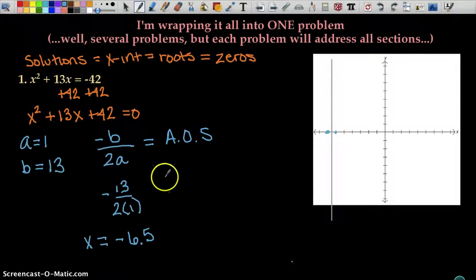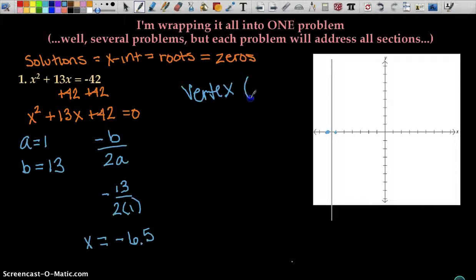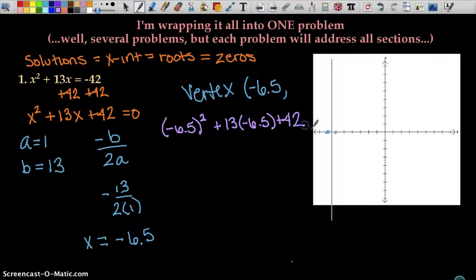So now we need the vertex. Well, remember that to get the vertex, you have to take your negative 6.5 and plug that in. So vertex, we know that our x value is negative 6.5. We need our y value. Well, we need to take our negative 6.5 and plug it into our original problem. So negative 6.5 squared plus, oops, sorry, I forgot the 13. Plus 13 times the negative 6.5, and then plus 42.